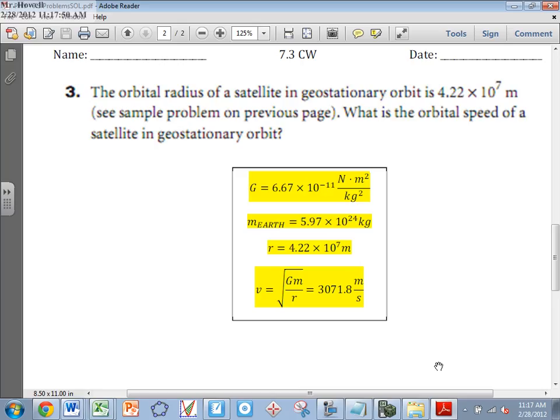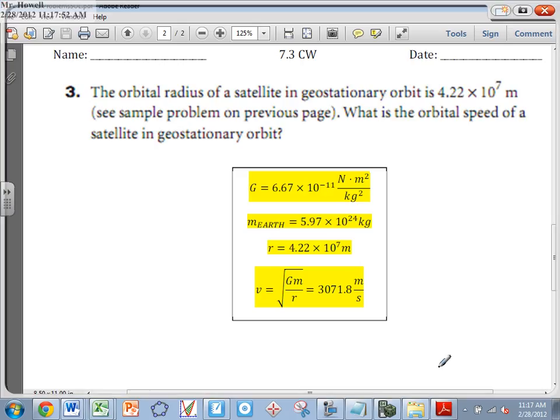Okay? So, geostationary. Now, we start by knowing the value of G. If it's geostationary, the central object is Earth, so we use the mass of Earth. We're given the geostationary orbit, it's given right here, 4.22 times 10 to the 7. Okay?